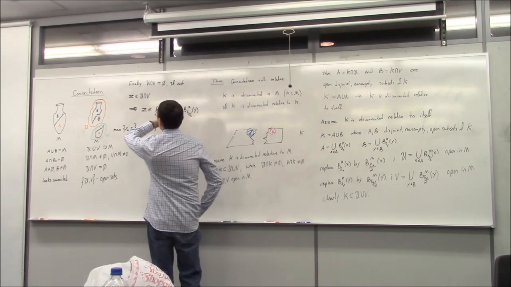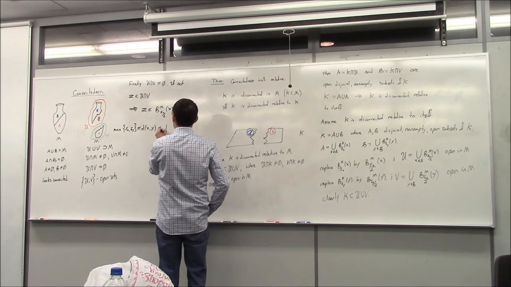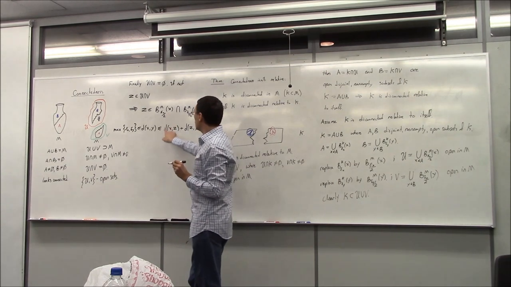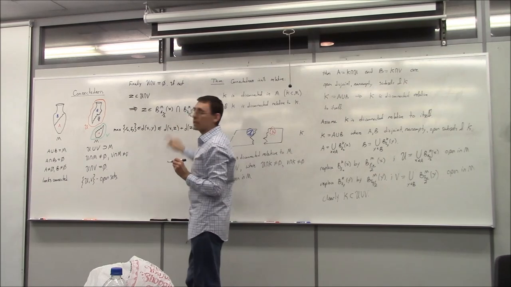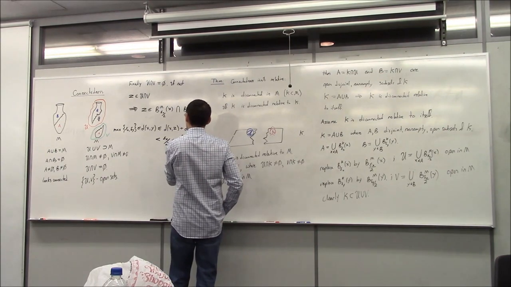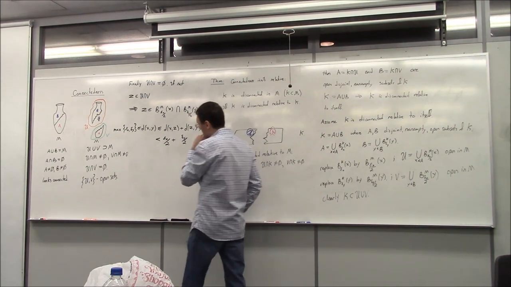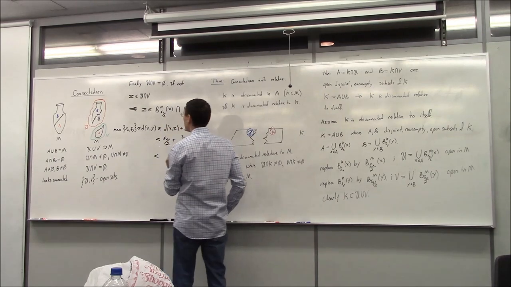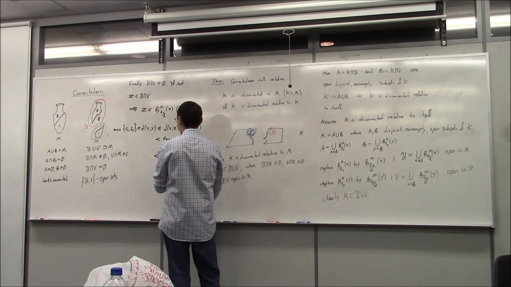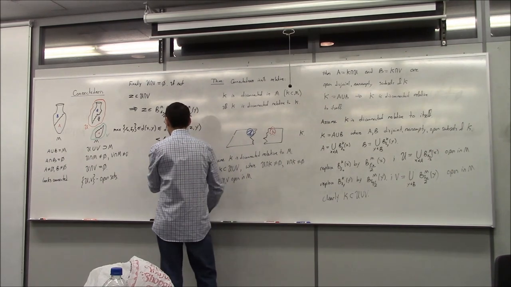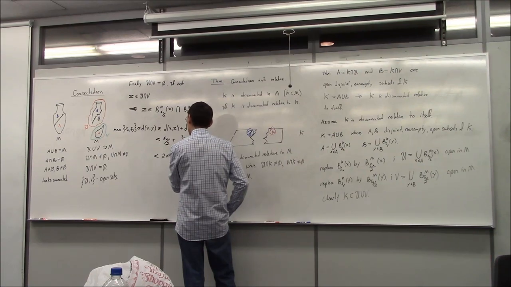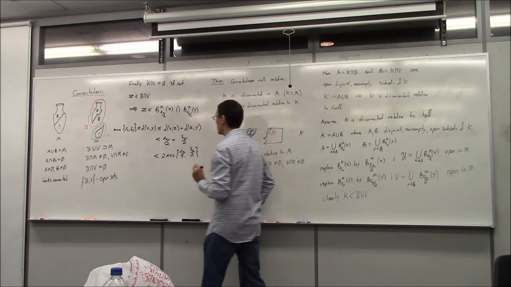Yes? Now let's use the triangle inequality. We use the point z, so this is less than or equal to the distance x to z plus the distance z to y. But if z belongs to this ball, this distance is smaller than epsilon x over 2, and this distance is smaller than delta y over 2. So this is smaller than epsilon x over 2 plus delta y over 2, which is smaller than twice the maximum of epsilon x over 2 and delta y over 2. Do you agree?